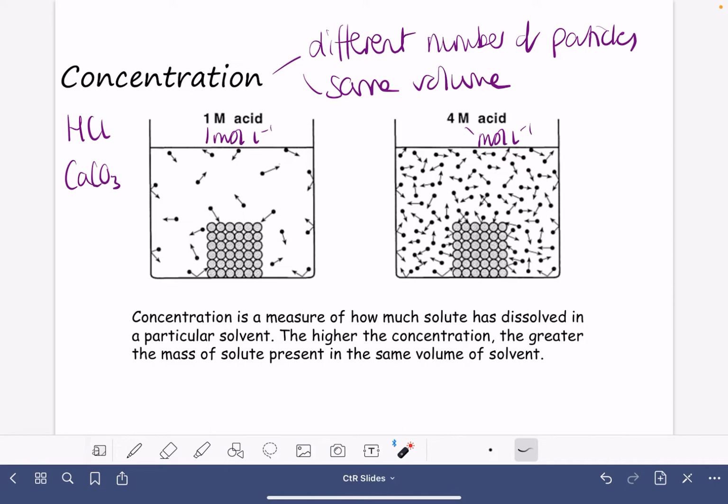Okay, just remembering these words, we actually learned these words in 1st and 2nd year, but concentration is a measure of how much solute has dissolved in a particular solvent. Okay, so the solute would be the hydrogen chloride gas and the solvent would be water, and you make the hydrochloric acid solution.